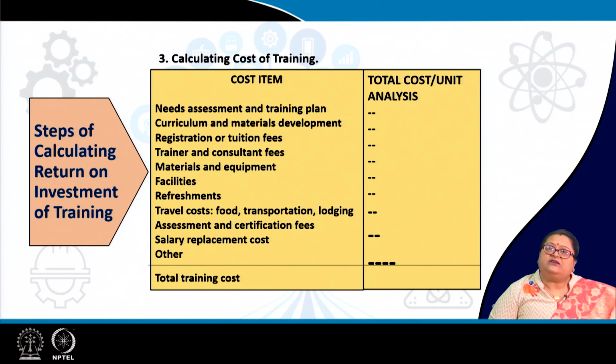Number 3 is calculating the cost of training. So the cost items as listed here, as we have already seen for the training cost, are needs assessment and training plan, curriculum and materials development, registration and tuition fees, trainer and consultant fees, materials and equipment, facilities, refreshments, travel costs like food, transportation, lodging, assessment and certification fees, salary replacement costs, and other things which will count towards the total training costs.